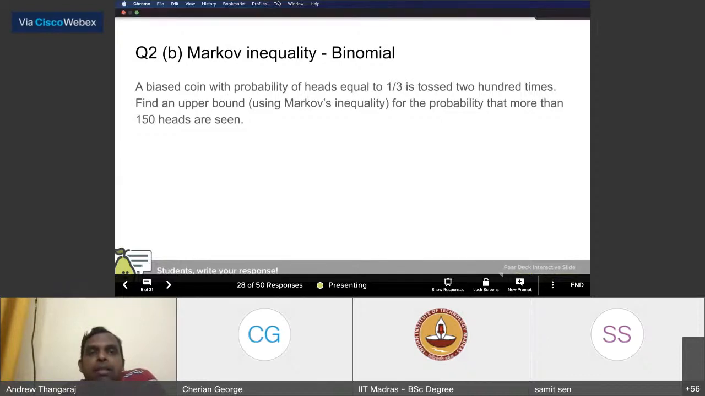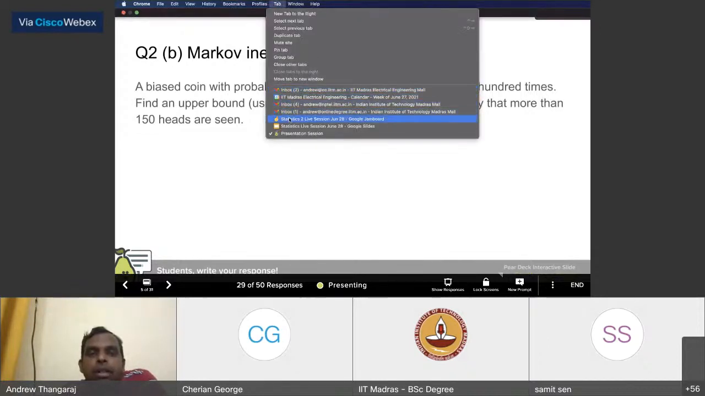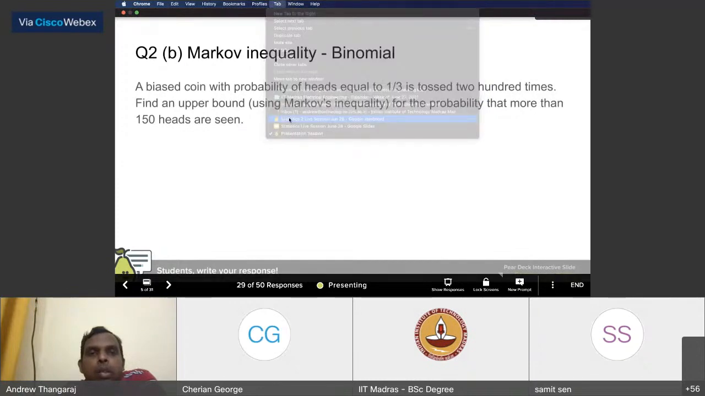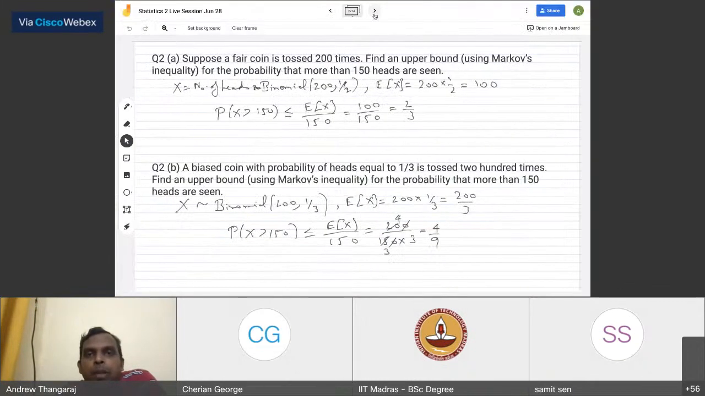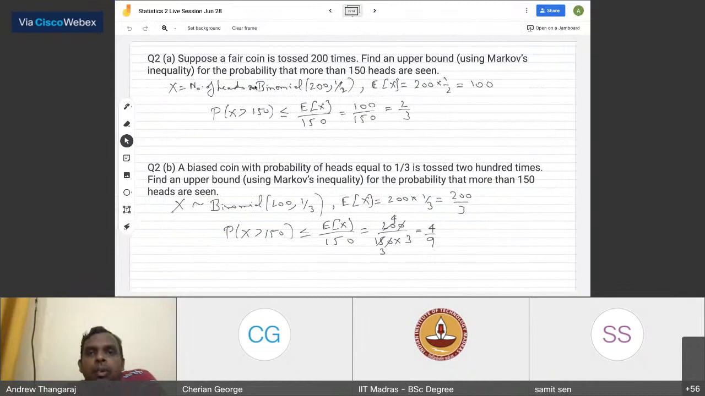So let me see. I think I've written up some solutions for question 2 also. Let's go to that. Okay. So straightforward once again. So X is the number of heads in Binomial(200, 1/2) in the first part. So the expected value of X is 200 into half, which is 100, and then the probability that X is greater than 150 is just less than this.